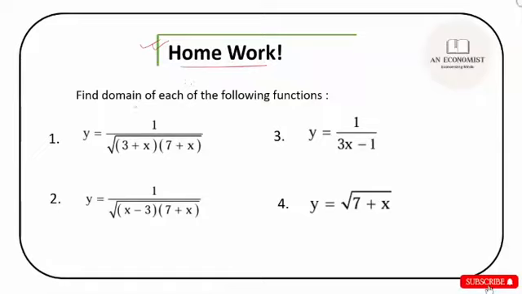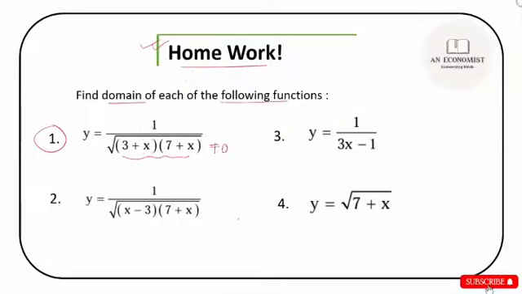So let's start. Find the domain of each of the following functions. Let's do the first question. y is 1 upon square root of (3 plus x)(7 plus x). Now we know that within the roots this particular product has to be greater than or equal to 0. Now here you have an additional constraint that you have a square root here. So this thing has to be greater than or equal to 0, that's for sure. But since this term is in the denominator, it cannot be 0, right?